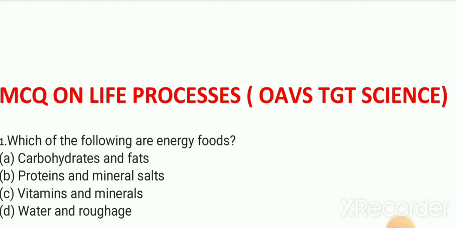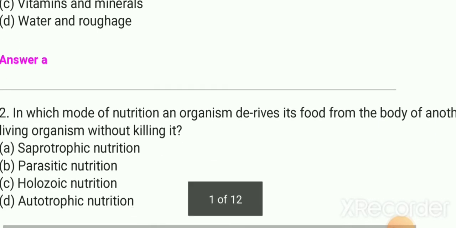The first question is, which of the following are energy rich foods? So the options you see here, the answer will be carbohydrates and fats. So here the answer is carbohydrates and fats, which are energy rich foods. So now come to the second question.